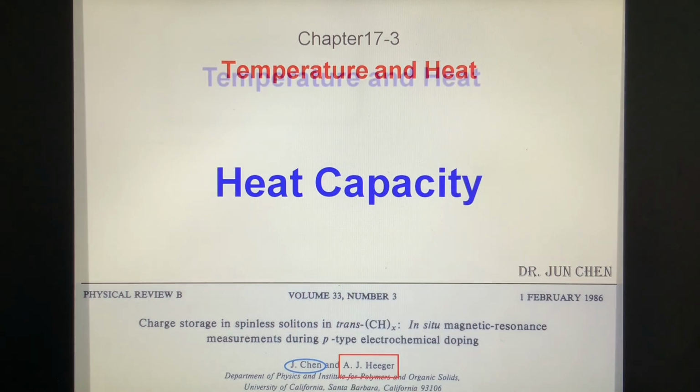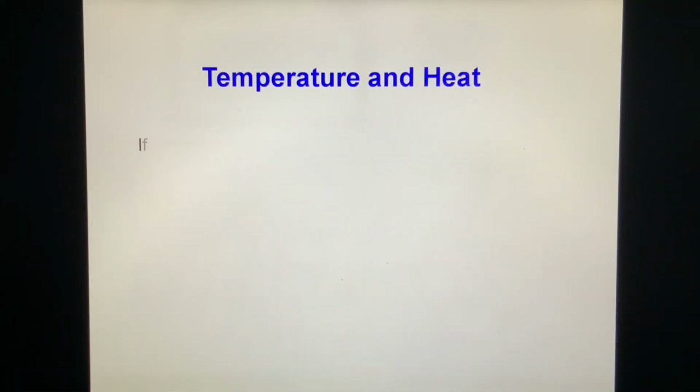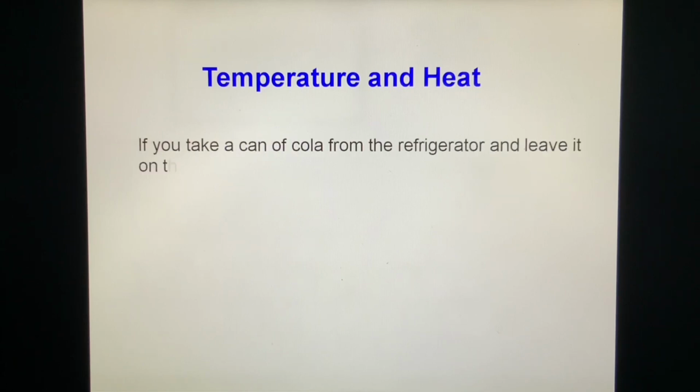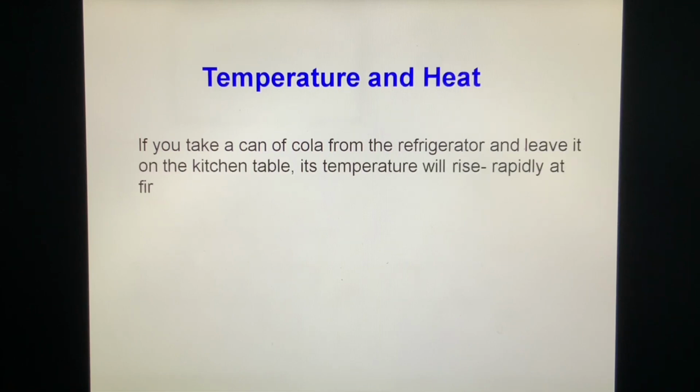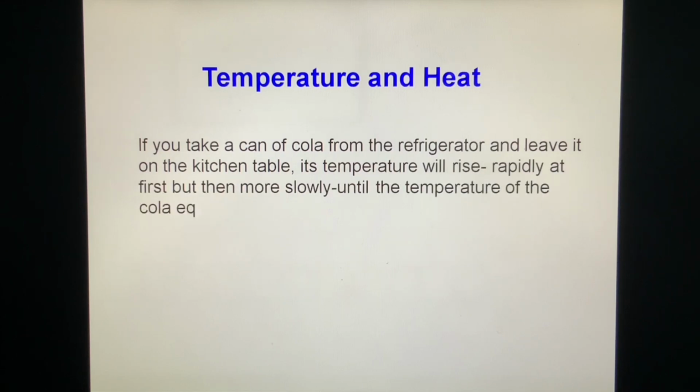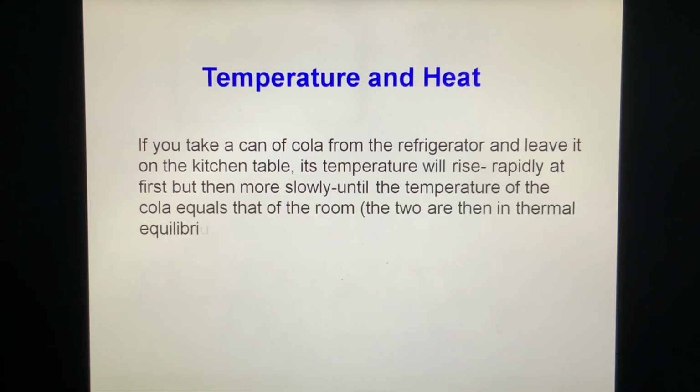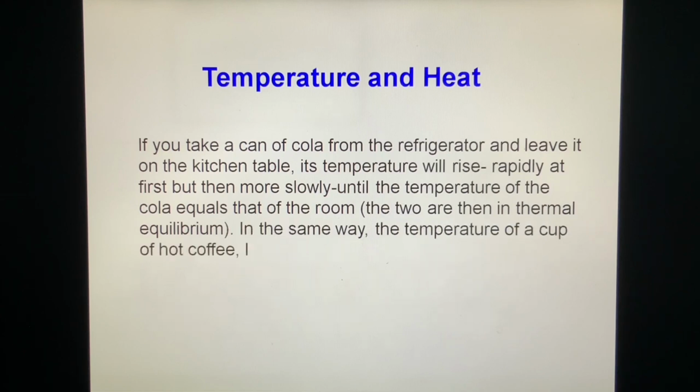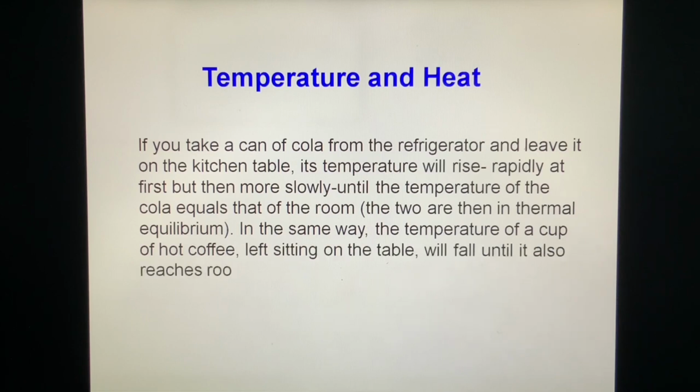Heat capacity, temperature and heat. If you take a can of cola from the refrigerator and leave it on the kitchen table, its temperature will rise rapidly at first, but then more slowly until the temperature of the cola equals that of the room. The two are then in thermal equilibrium. In the same way, the temperature of a cup of hot coffee left sitting on the table will fall until it also reaches room temperature.